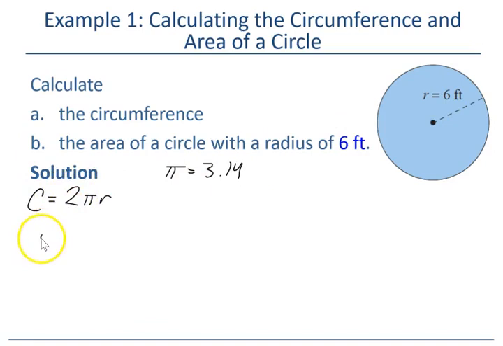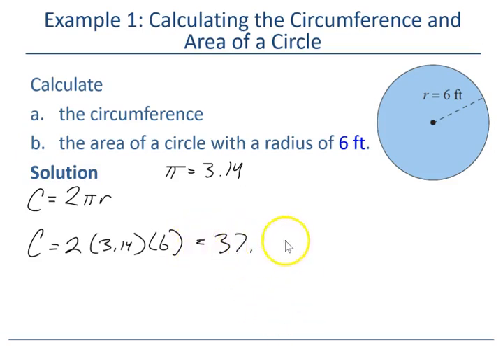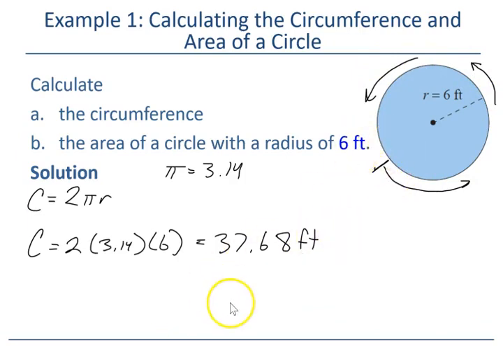When we plug everything in, you get C equals 2 multiplied by 3.14, multiplied by our radius, 6. Let's do the math: 6 times 3.14 times 2, and we get 37.68 feet. That is the distance. If I started walking around this thing and kept walking until I got right back to where I started, it's 37.68 feet. That is how you do circumference.